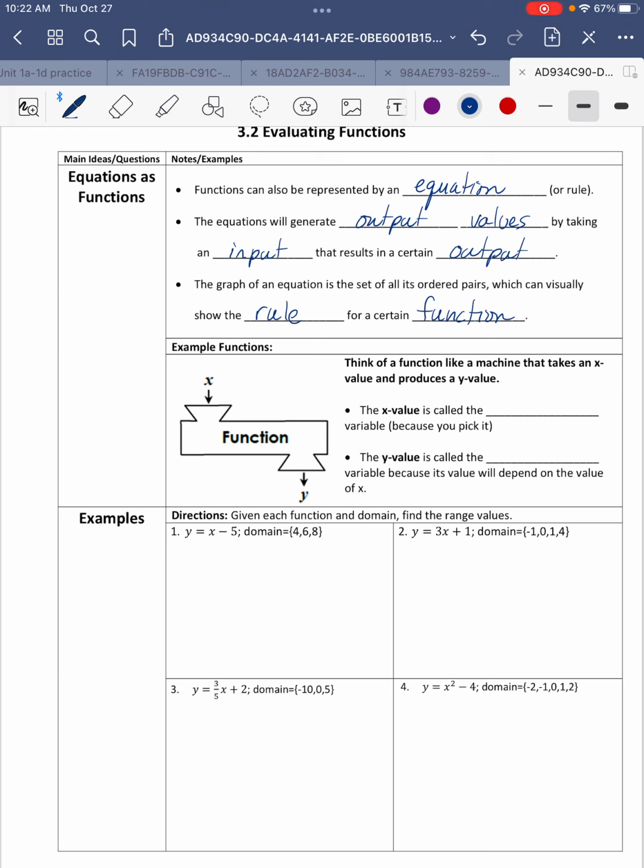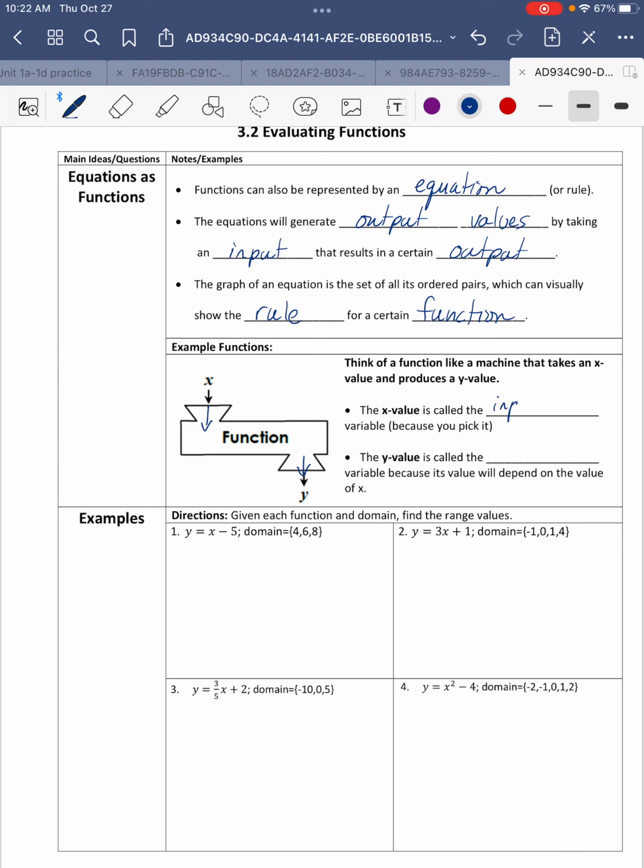An example of a function, so you may have seen something like this. When you put an x value into a function, an equation, what you're doing is simplifying. You're going to get the y value. You're going to understand what the y value is for a certain x value.